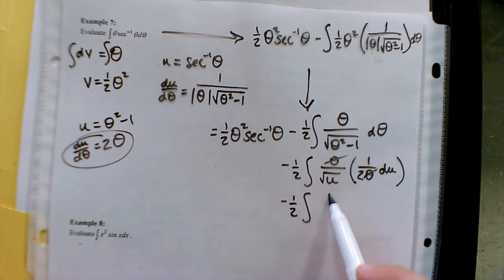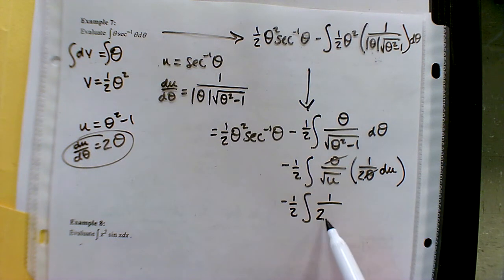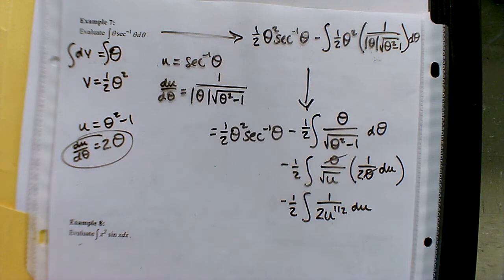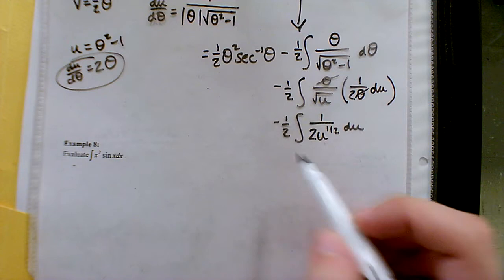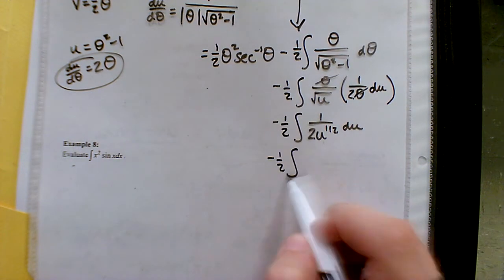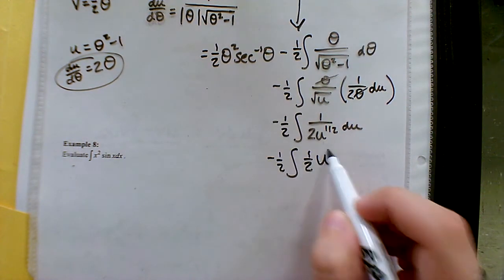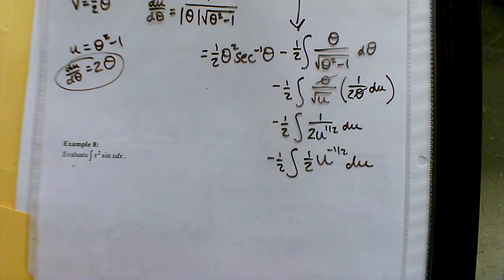Alright, so we can rewrite this as 1 over 2 u to the 1/2 power instead of a square root. Do you want to rewrite that a different way, perhaps, to help us integrate? Yeah, u to the negative 1/2. Okay, so this would be 1/2 u to the negative 1/2.